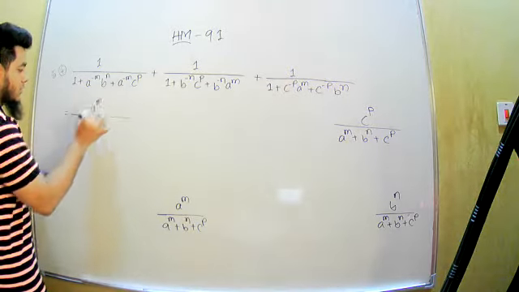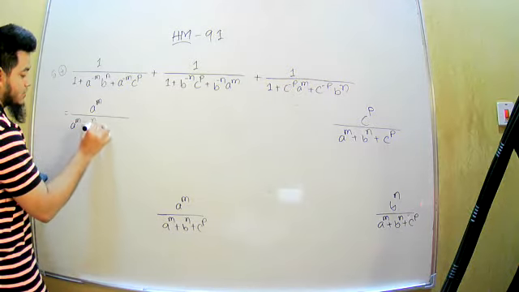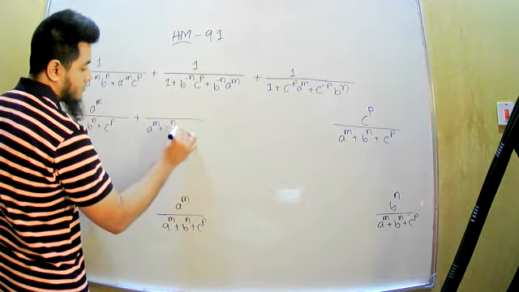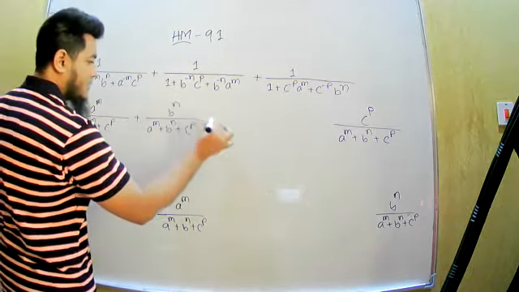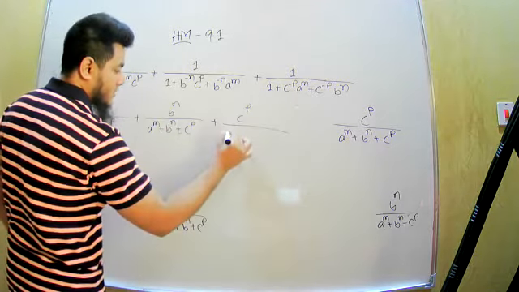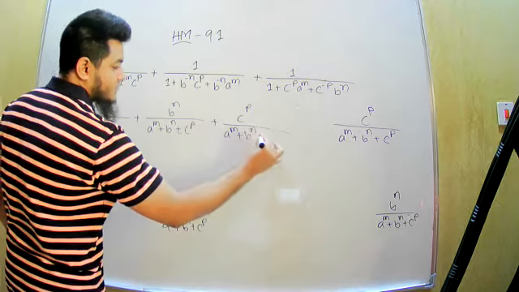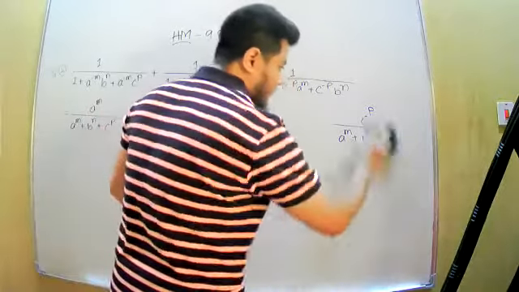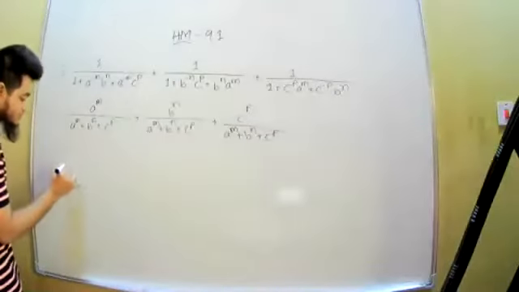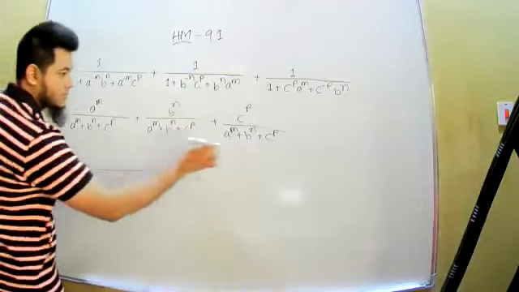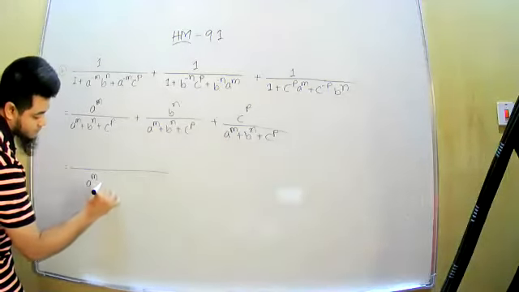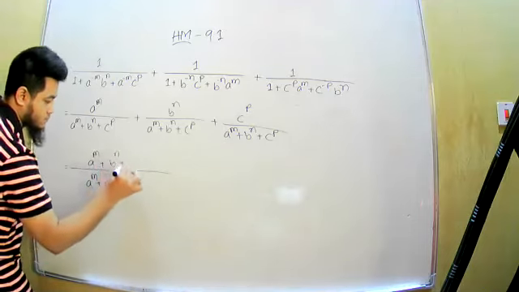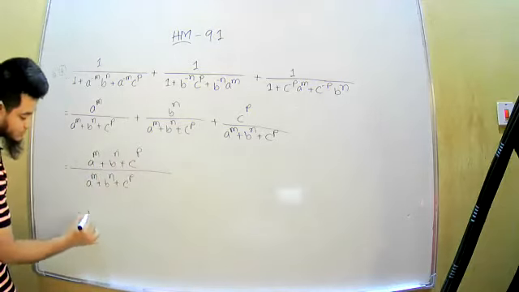It will be a to the power m divided by a to the power m plus b to the power n plus c to the power p, plus a to the power m plus b to the power n plus c to the power p, b to the power n. And the third part will give us, can anyone guess the answer? It is very simple after that. a to the power m, b to the power n, c to the power p, তারপরে চলে নিচে সবগুলো একসাথে হয়ে যাবে। The answer will be 1.